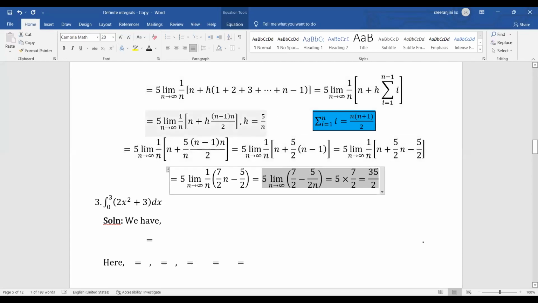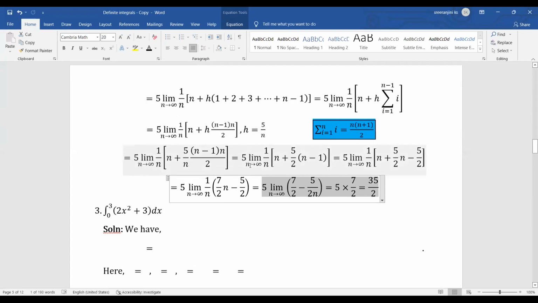Lakshmi ma'am? Yes, ma'am. Any doubts? If you are having any doubts, students, you can type it in the chat box or you can raise your hands. Students are asking about the h value. Okay.